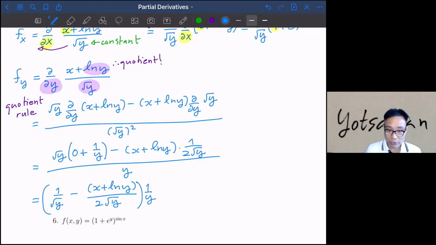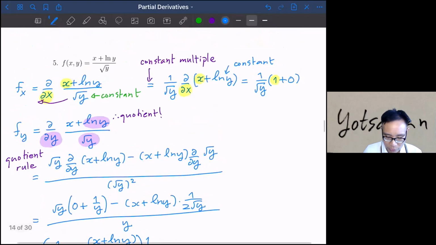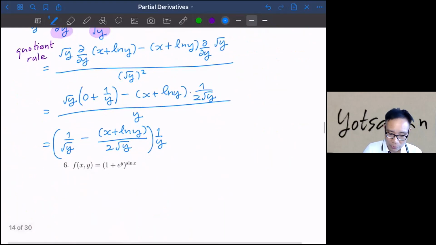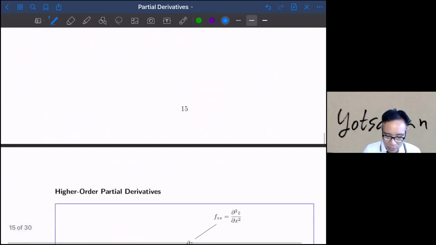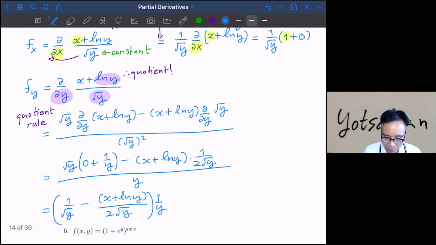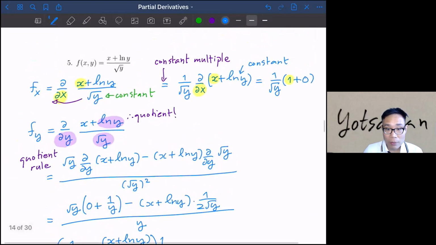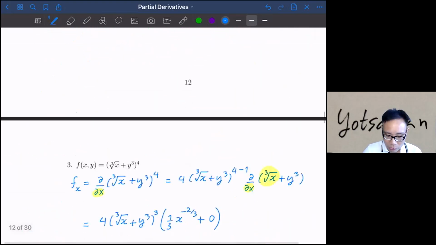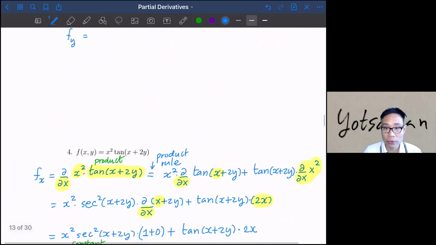So that is all of the things that I'd like to teach you for this lecture. We're going to continue with number 6 and number 7 together with the higher order partial derivatives next time. For today it's just a small preparation for you to be able to do partial derivatives. Try to do the things that I left you on your own.